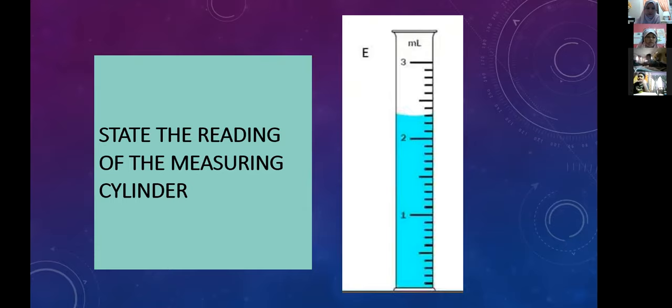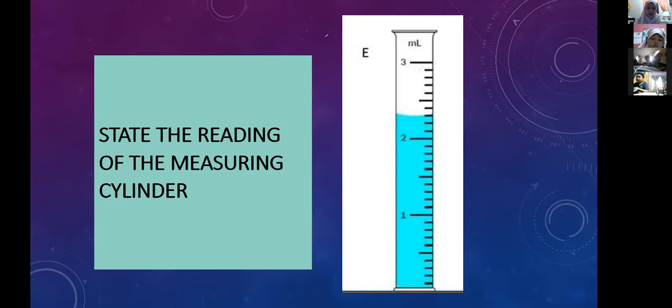Okay. How we get the reading? Okay, as you can see here is 2. So you have to calculate 1, 2, 3. So the answer here is 2.3 mL. So this is the volume of the measuring cylinder. Okay. Okay, very good, Ibrahim.